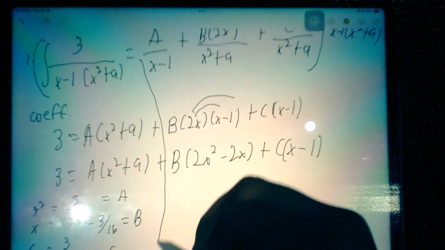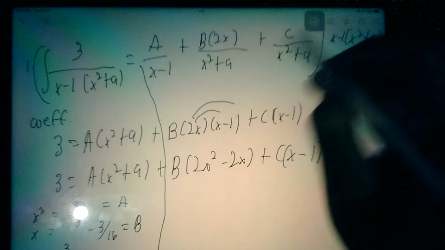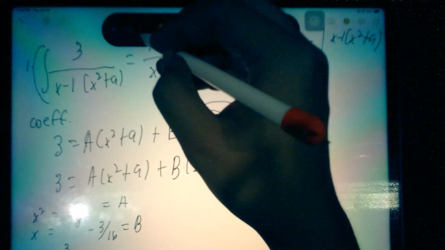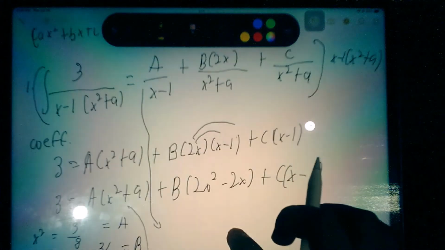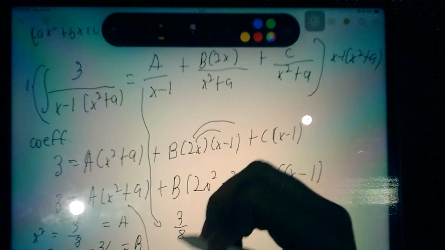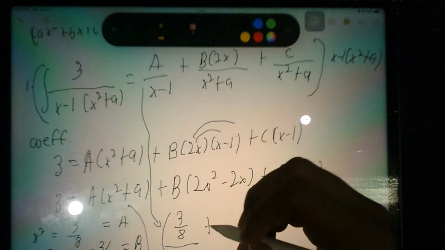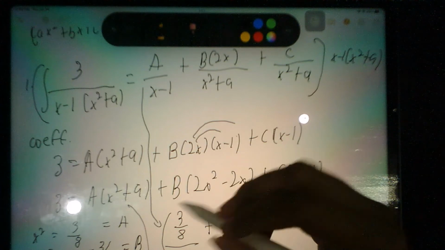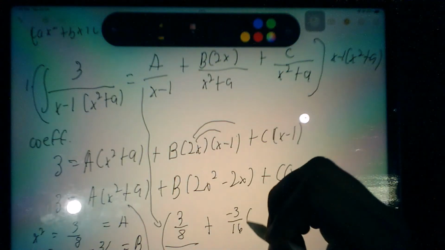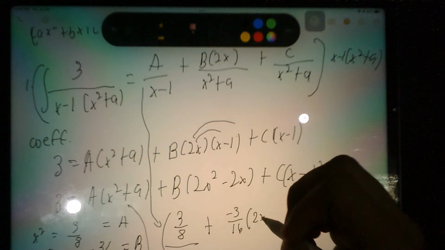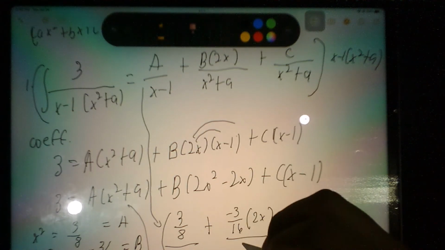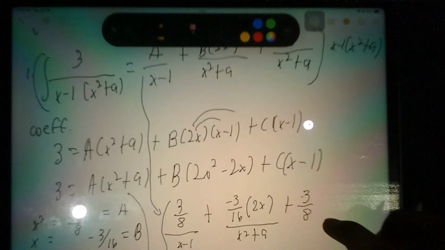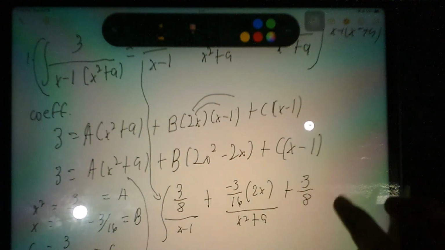Now by putting this equation here, a here is 3/8 over x minus 1 plus b here is negative 3 over 16 times 2x over x squared plus 9, plus c here is 3/8, so 3/8 over x squared plus 9.